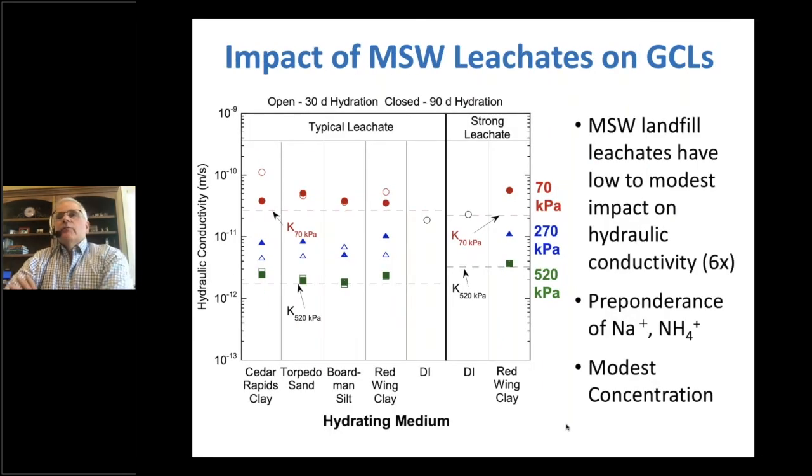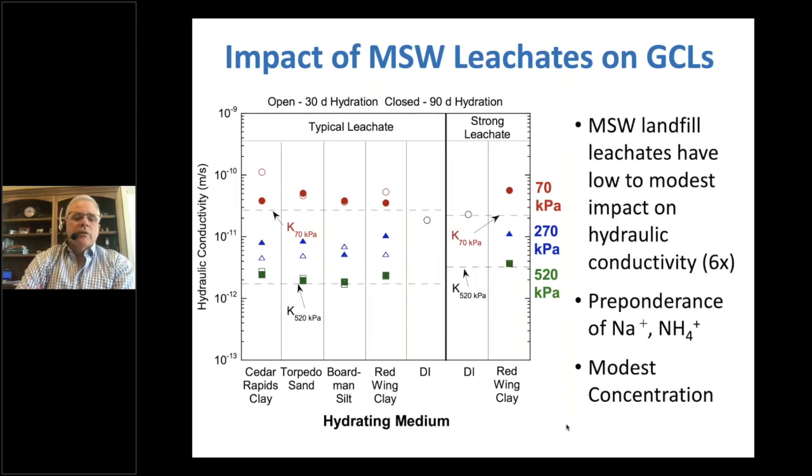So what does this mean in terms of real leachates? I've been talking about a lot of basic principles. What does this mean about real leachates? Well, when we began, a lot of the early work with GCLs was with municipal solid waste leachates. And we had great experience with municipal solid waste leachates.